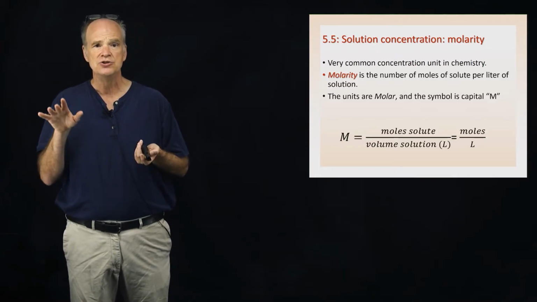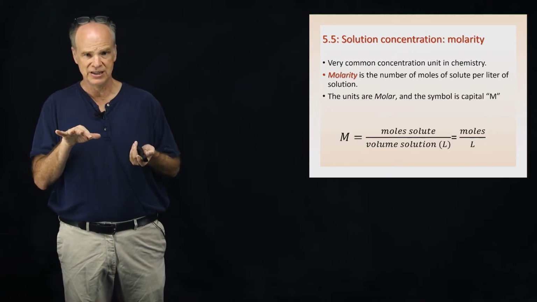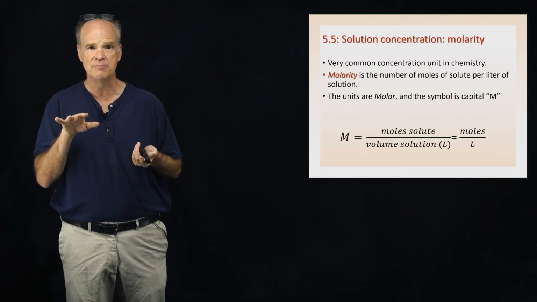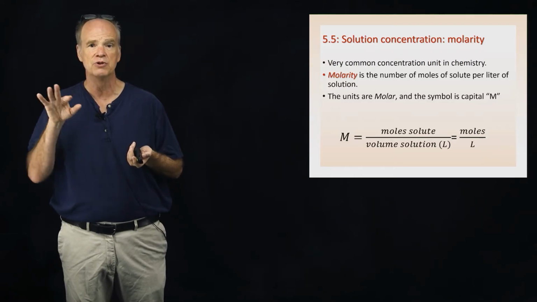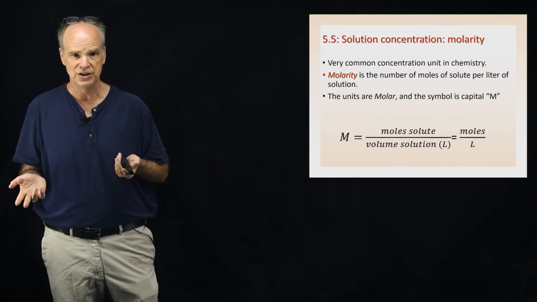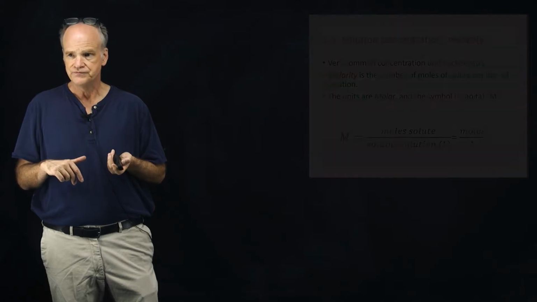For example, you could not have moles and then divide it by milliliters. That would give you a wrong number. If you have moles, you must divide it by a volume in liters. And when you take those two numbers, you get the molarity of the solution. And so the symbol for molarity is the capital M.